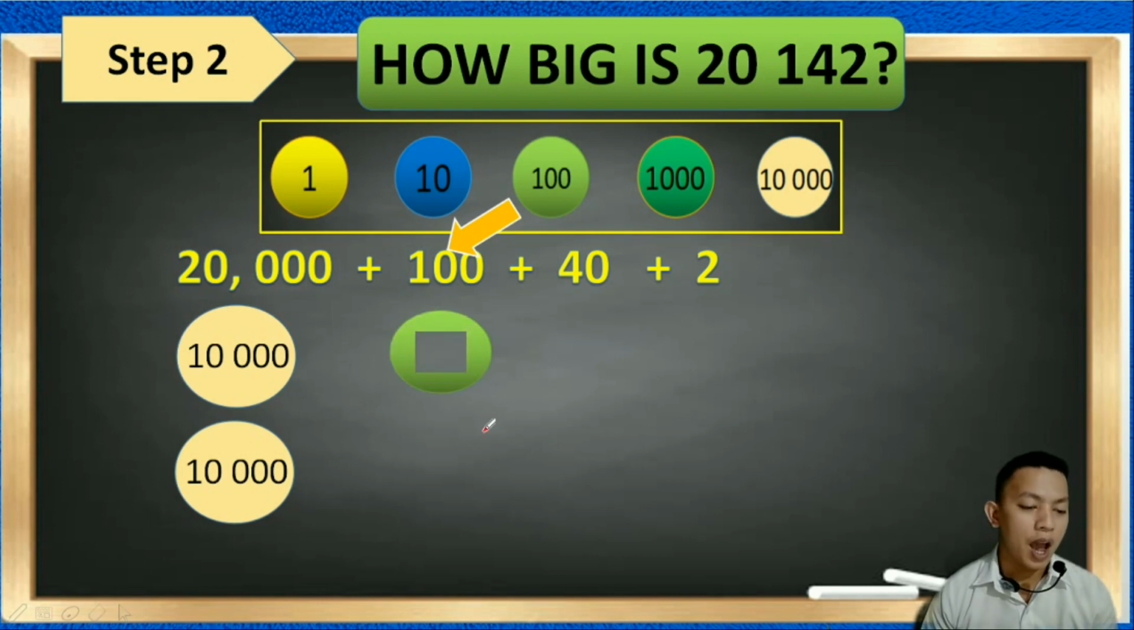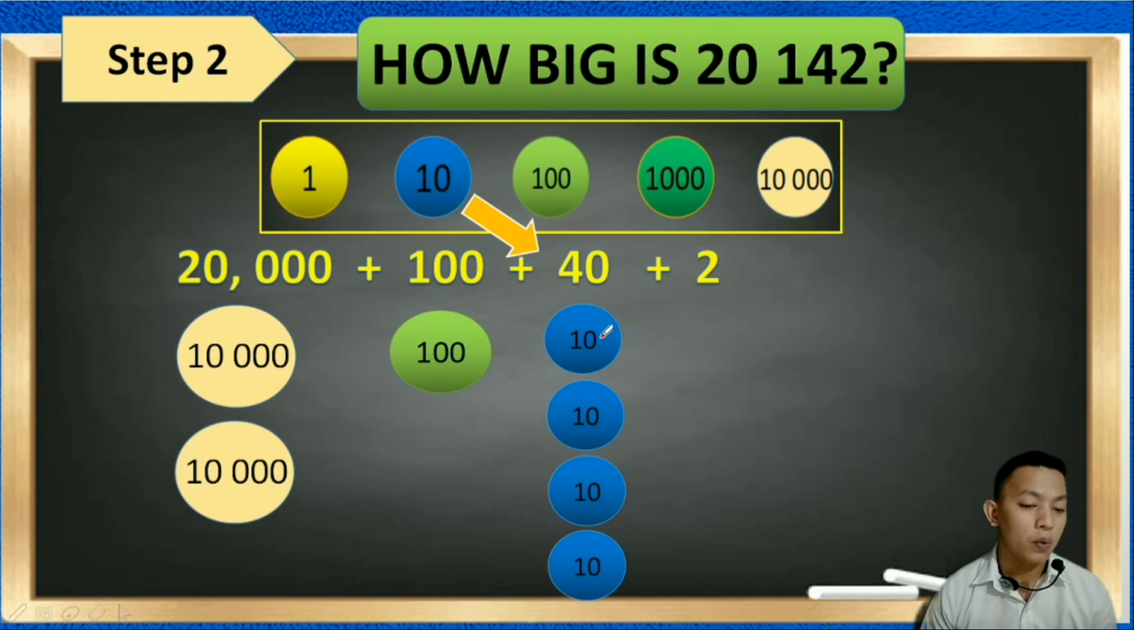Very good. So we have 1 of this for 100 because the value of 100 is also the value of this 100. Next, how about 40? How many of these 10 are there in 40? So we have 4 of these. We have 10 plus 10 plus 10 plus 10 is equal to 40. Okay, how about in 2?